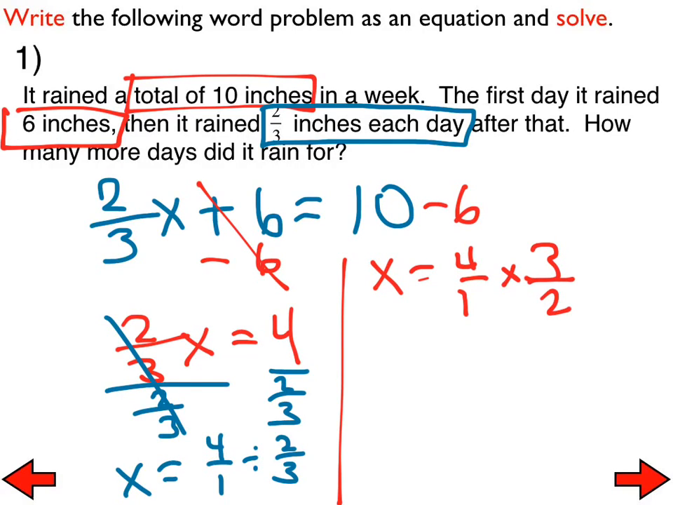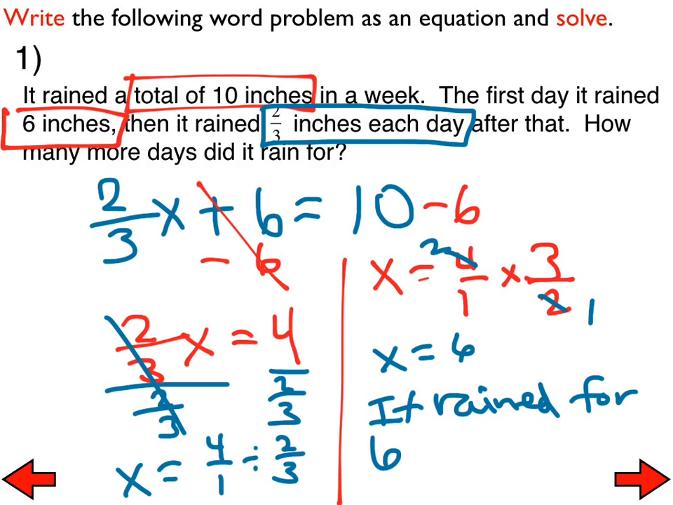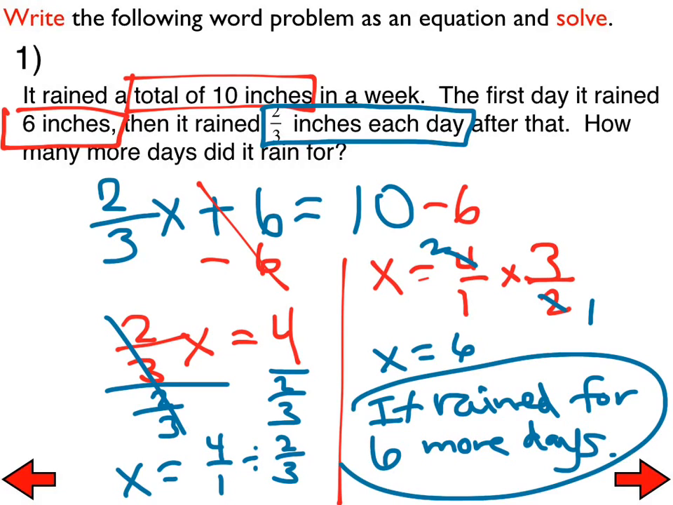Now can I cross-cancel anything? Yep, I can cross-divide these two numbers. So x equals 6. Is that my final answer? Nope, the question's asking how many more days did it rain for? So what would be a sentence you can write? Good. It rained for 6 more days. Any questions? All right, let's try number 2.